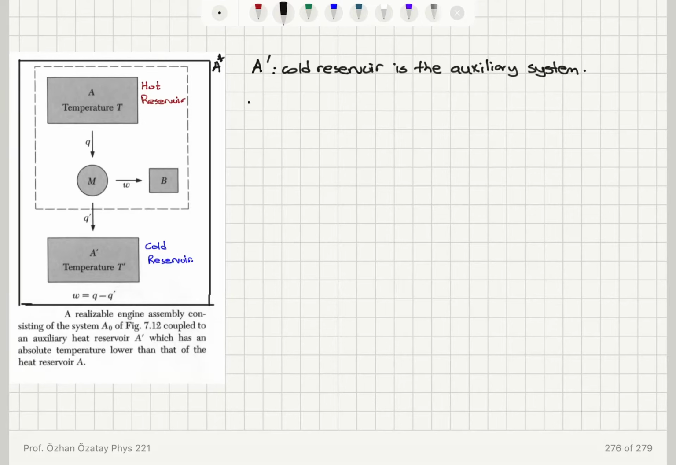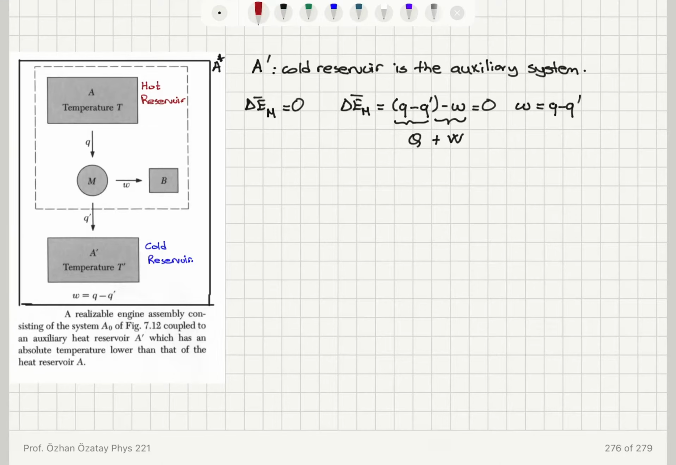conservation, since delta E bar in the engine must be equal to 0, the total heat provided to the engine is heat absorbed Q and heat released Q prime, Q minus Q prime, and the work done on the engine is minus W because the engine is doing work. This must be equal to 0. So the work output is going to be equal to Q minus Q prime. So this is heat absorbed Q, and this is work done on the engine W. So that's basically the first law of thermodynamics.